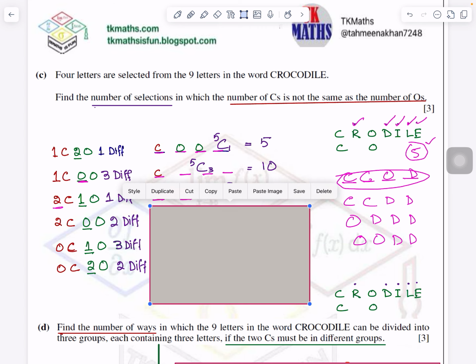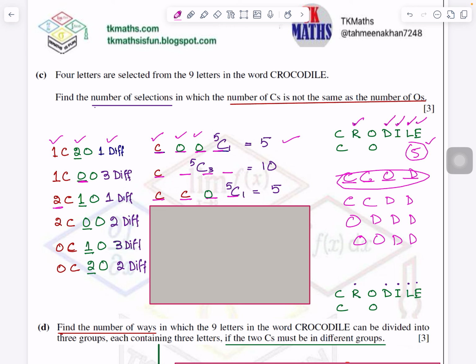See here. In the first case, just for the sake of example, I'm taking 1 C, right? Then 2 O and 1 different letter out of those 5 letters which were E, L, I, D, R. So it is 5C1, right? Then in the next one, 1 C, no O and 3 different letters. So it is 5C3 I have taken. So this is the way I kept writing here.